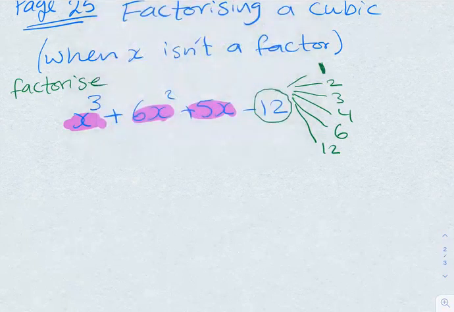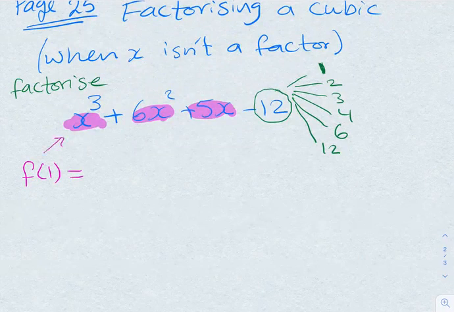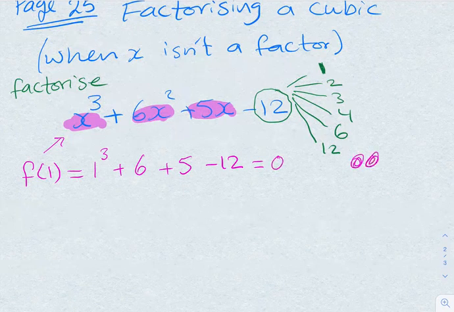Let's say I will take f of 1 and see if it works or not. I'll substitute in this expression. So it's going to be 1 cubed plus 6 times 1 squared plus 5 minus 12. If it adds up to 0, then that means x minus 1 is a factor. So 1 plus 6 is 7, plus 5 is 12, minus 12 equals 0. Happy? Yes. f of 1 equals 0, therefore x minus 1 is a factor.